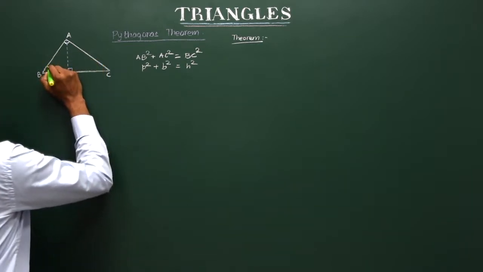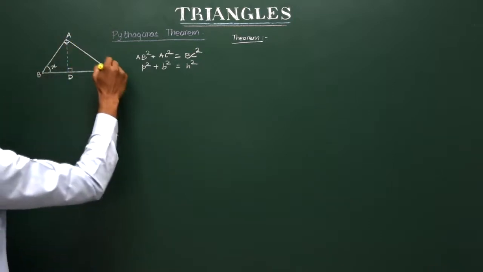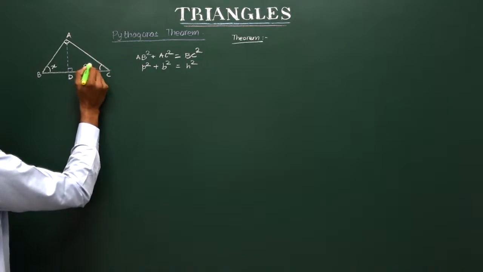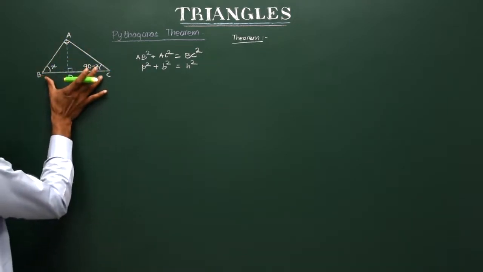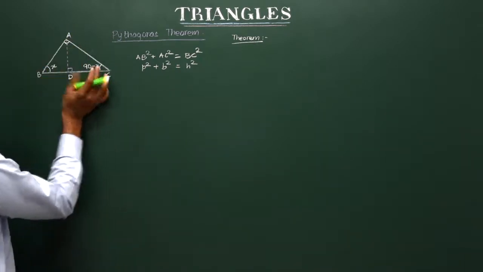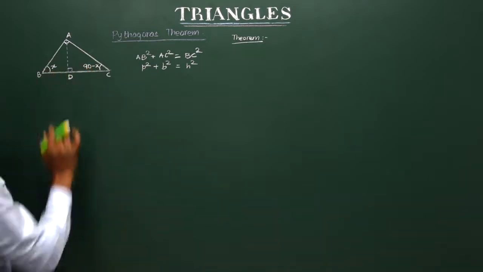So if this angle is say x, okay, then in this bigger triangle this angle will be 90 minus x. Since this is 90 degree, the sum of the other two has to be 90 degree in triangle ABC, and if this is x, then this has to be 90 minus x, so that when they add up, you'll get 90 degrees, right?